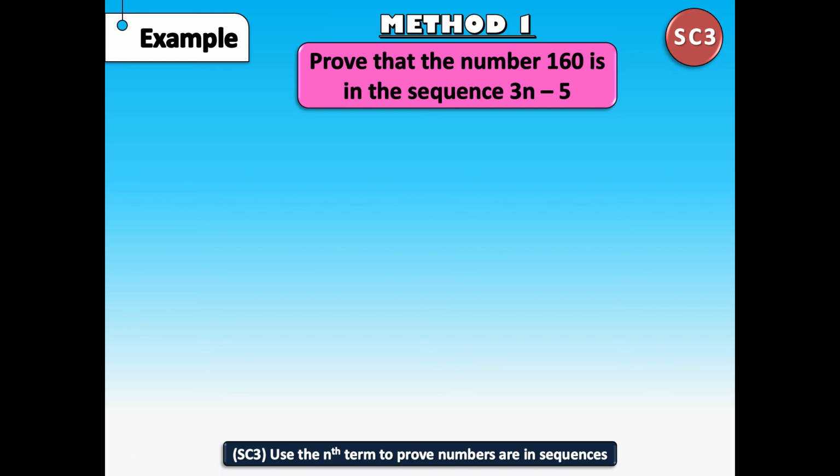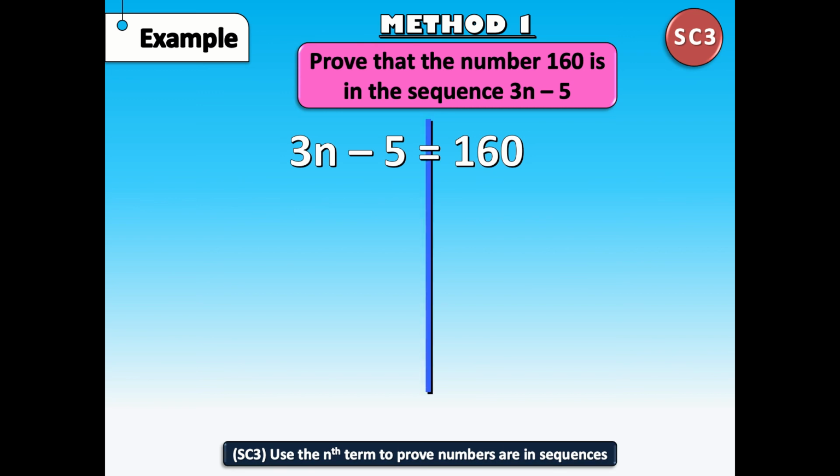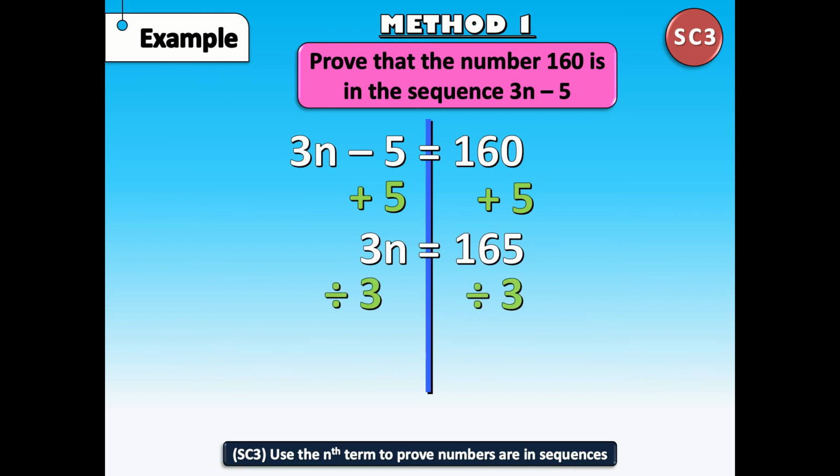Here's another example. So this time we want to prove that the number 160 is in the sequence 3n minus 5. So we write it as an equation and we solve it. So we add 5 to both sides. That means 3n equals 165. Then we divide both sides by 3. So n is 55. And because n is a positive whole number, that means 160 is in the sequence 3n minus 5. It tells us that it is the 55th term of the sequence 3n minus 5.